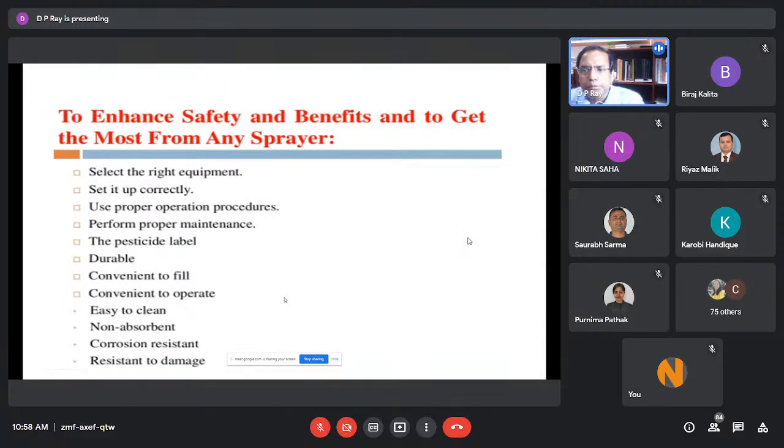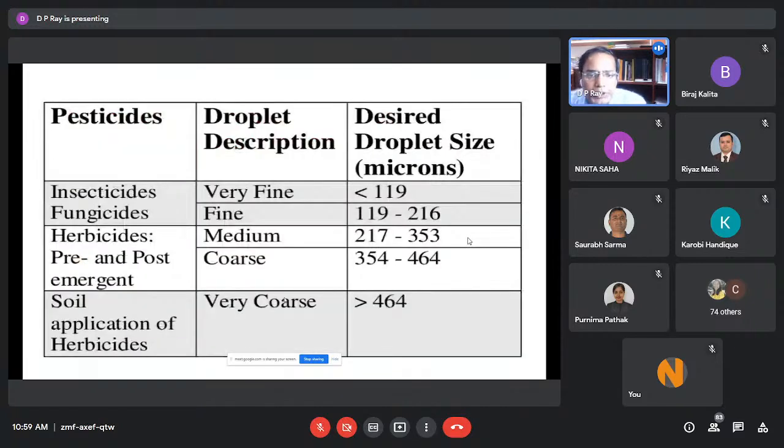And to enhance the safety and benefits and get the most from our sprayer, select the right equipment, as I mentioned, set it correctly, use proper operation procedures, and perform proper maintenance. The pesticide level should be checked. The sprayer should be durable, convenient to fill, convenient to operate, easy to clean, non-absorbent, corrosion resistant, and resistant to damage. Some of the parameters have to be maintained.